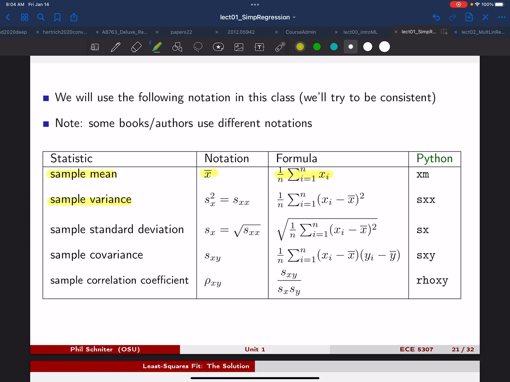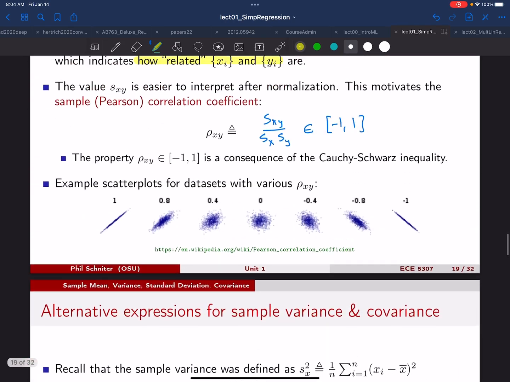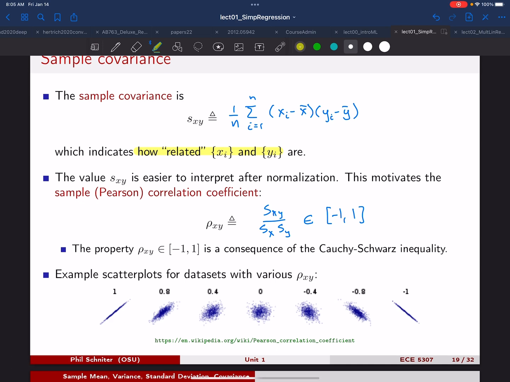We have the sample variance. That is going to be the average deviation between xi and its mean value, sample mean, squared. We call that either sxx or sx squared. The sample standard deviation is just simply the square root of that. The sample covariance is this quantity here. It's the average product of xi minus its mean and yi minus its mean. And then we have a normalized version of that called the sample correlation coefficient, which is just sxy divided by sx and sy. And if you remember, the reason why it really helps to normalize it is that the final value is guaranteed to be between 1 and minus 1.